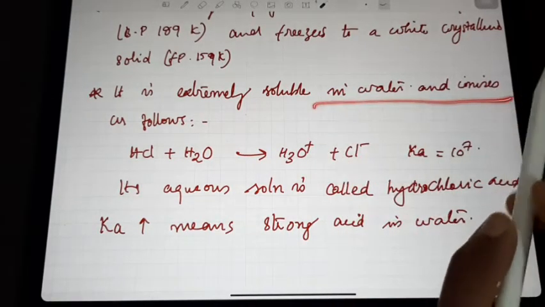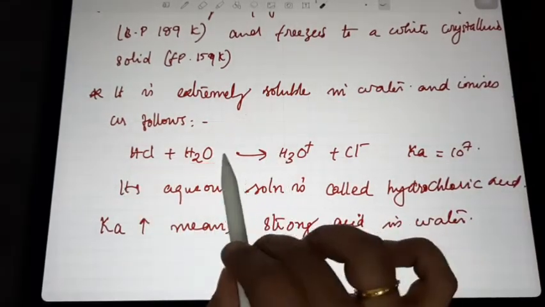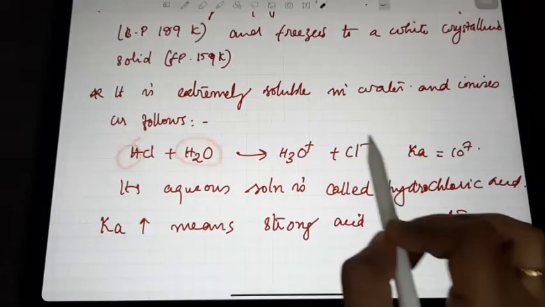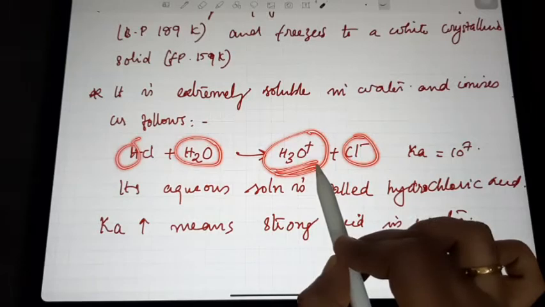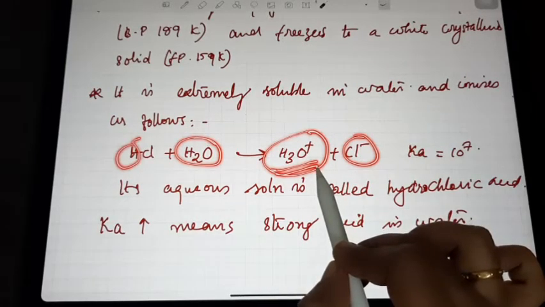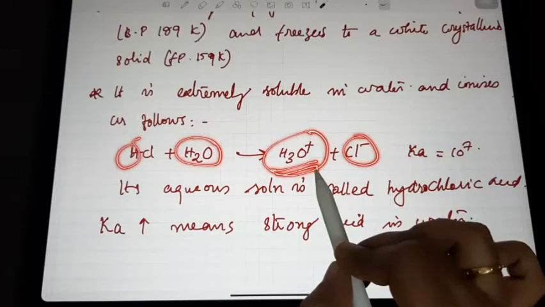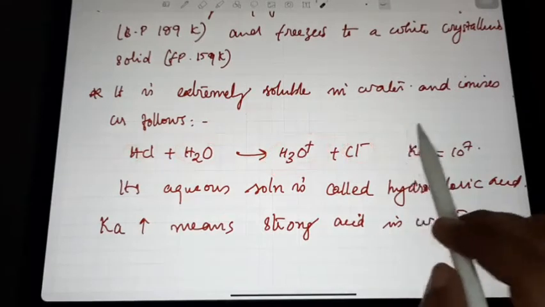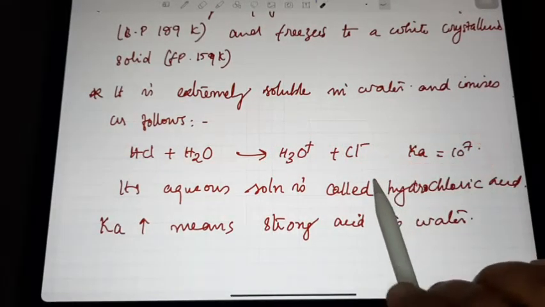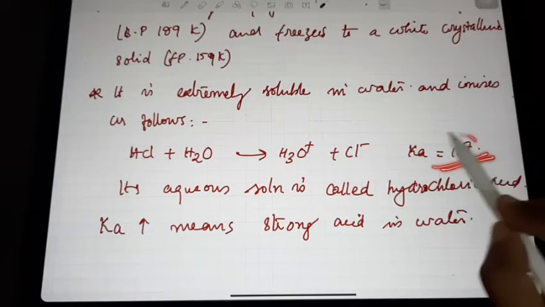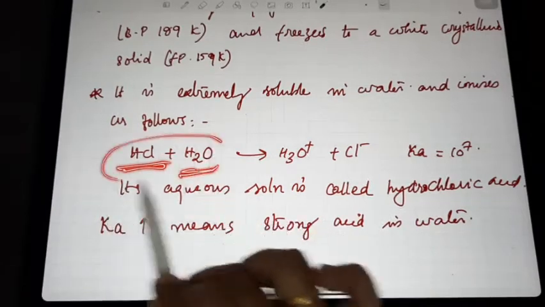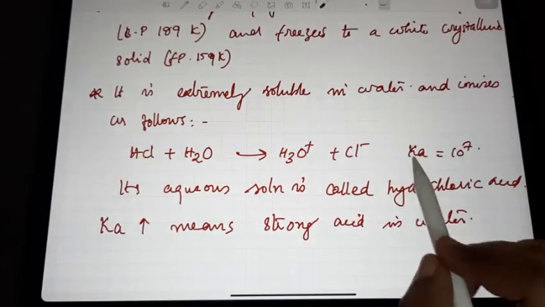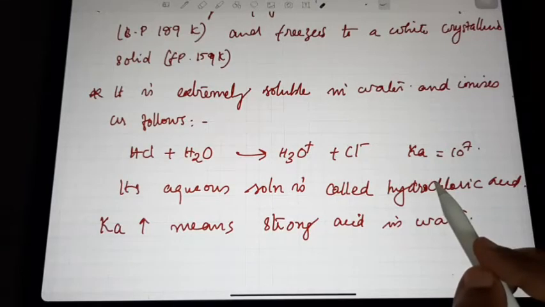So here, when HCl and H2O mix, we get H3O+ plus Cl-. H3O+ means hydronium ion. When this H3O+ ion concentration, or H+ concentration, increases, we say that it is highly acidic in nature, or a strong acid in aqueous solution. Here the value is 10 raised to 7, that means it is a large value. So when the dissociation constant is large, you can say that the aqueous solution of HCl is highly acidic, or strong acidic in character.